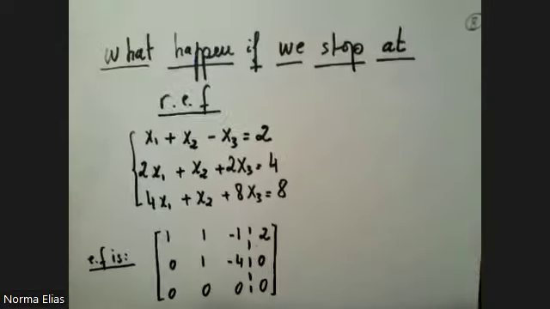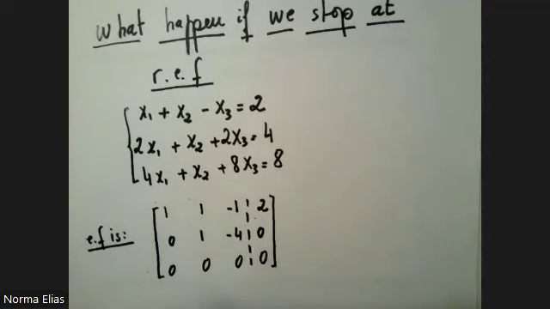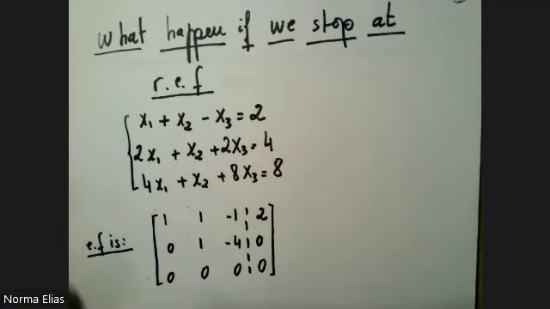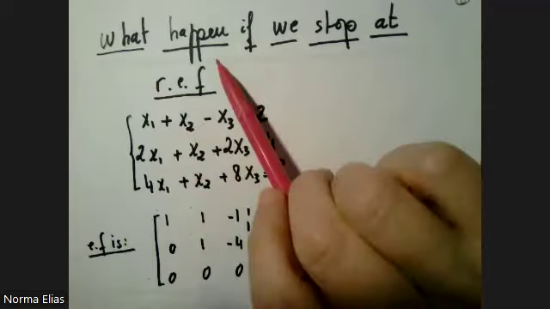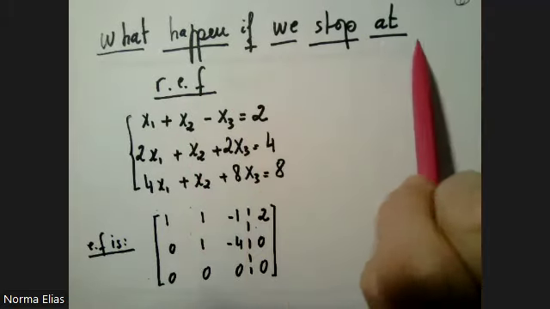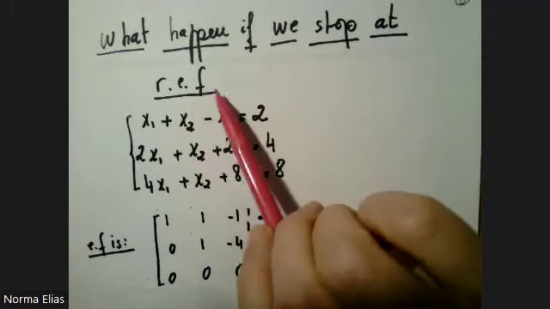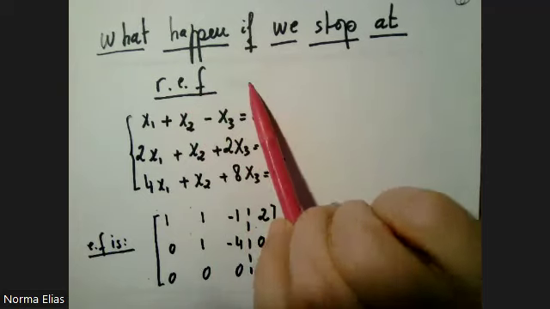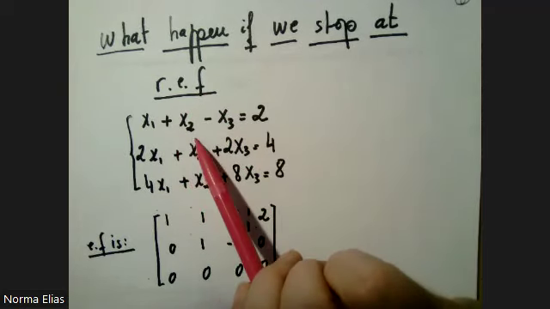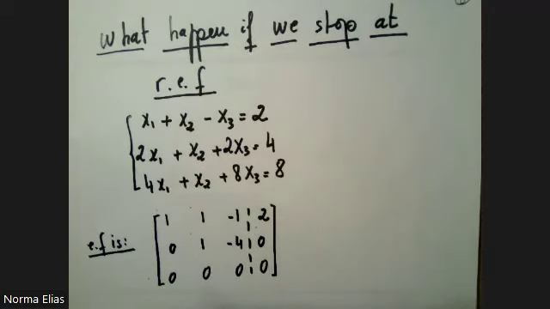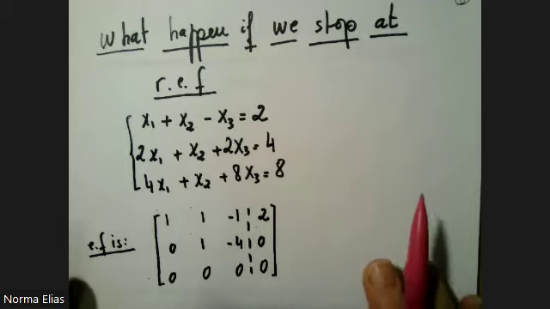Okay. I'm still working with the same system. I'm not changing it. And my question is the following. What happens if we stop at the reduced echelon form? So I will take the system in example number 3, the same example, I'm not really changing it.